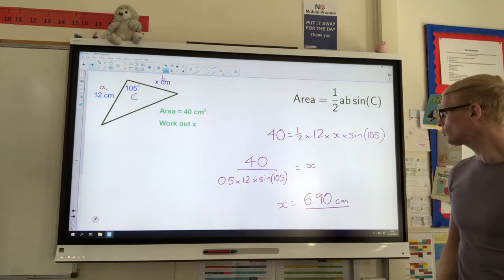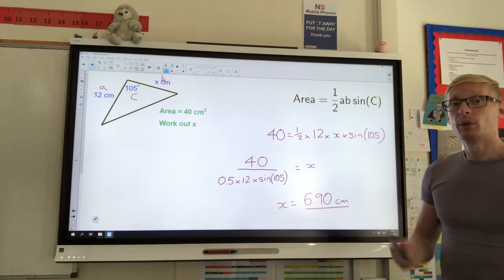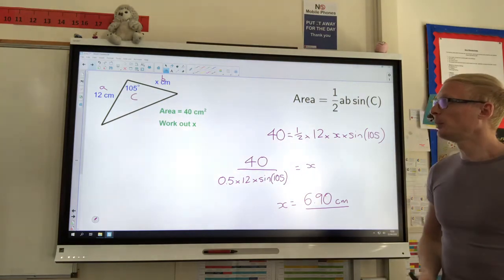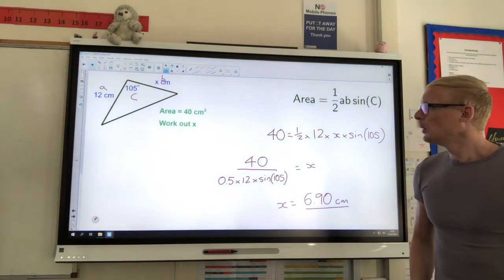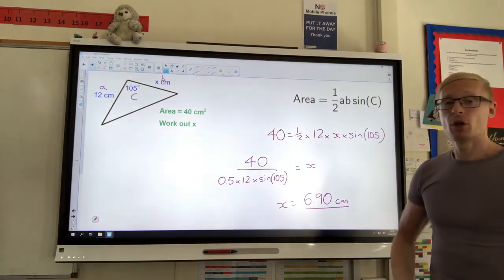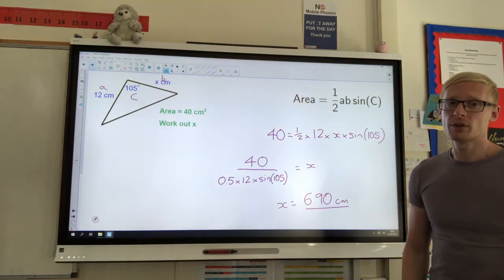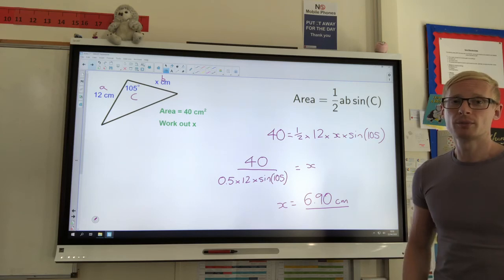So again, I would like you to copy this example down as well, because I want you to have one of each, finding a missing side and finding a missing angle. Once you've done that, then have a go at the questions in the booklet, mark your answers and make sure you email if you've got any questions. Okay, thank you.